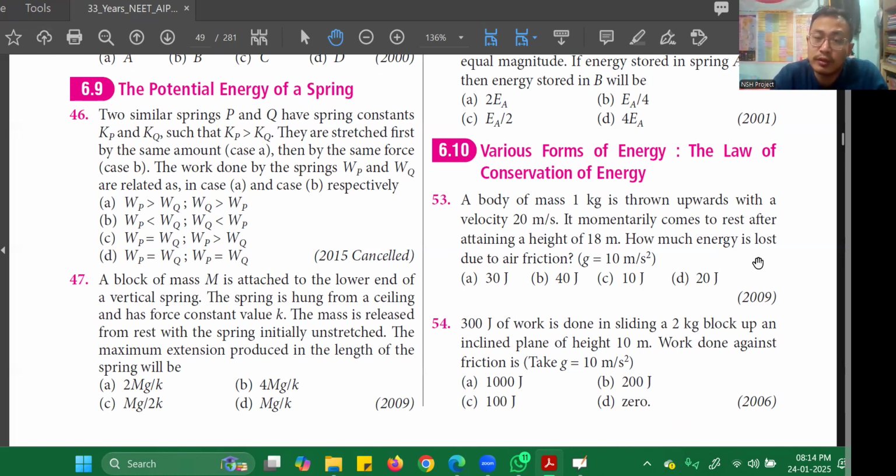You can just take the difference of the potential energy and the kinetic energy, that is the loss. With a velocity of 20 meter per second, the body would reach some height, but it reaches only 18 meter. The kinetic energy is half m 20 square, that is half into 1 into 20 square, minus half into 1 into the final velocity square.